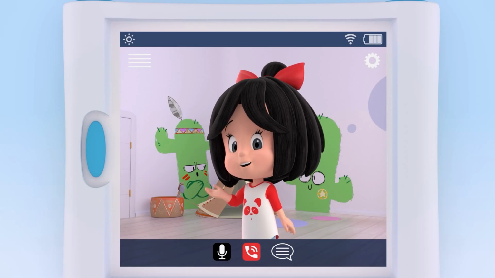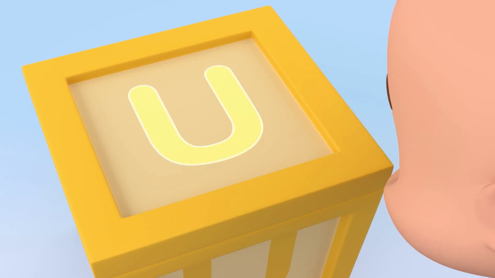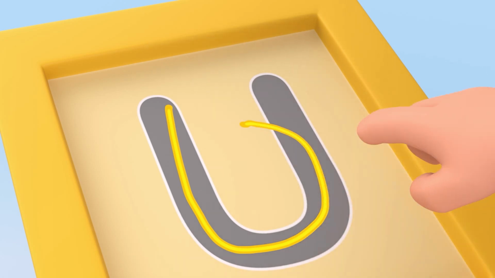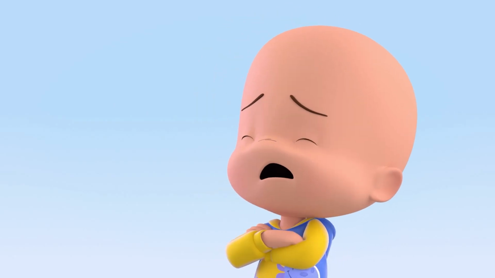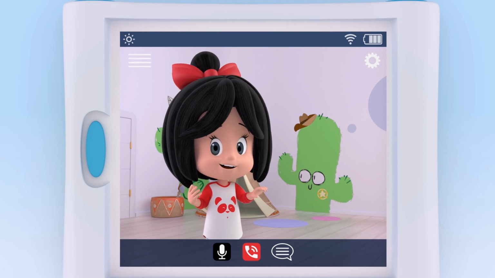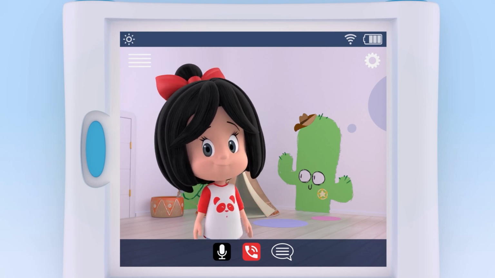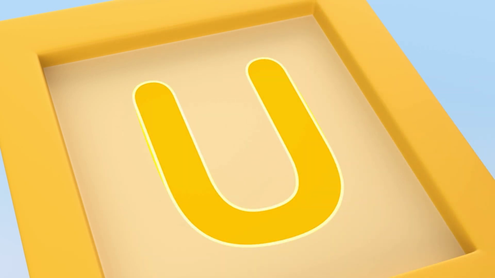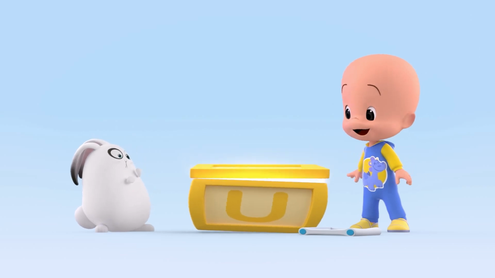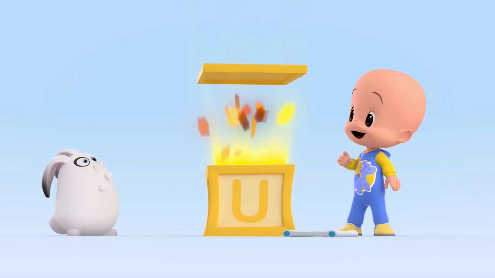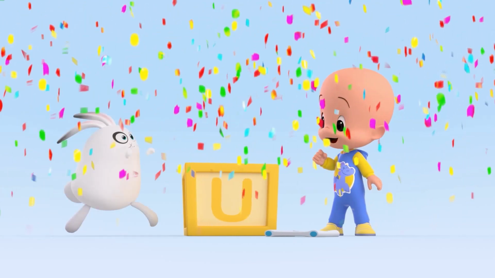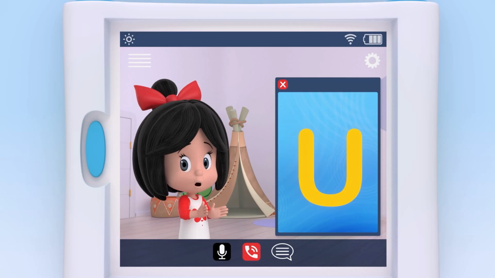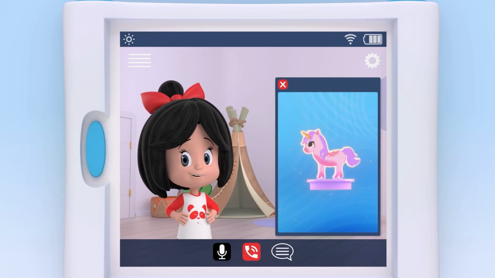Which animal starts with the vowel U? U. It just looked more like an O than a U. Why don't you try again? U. Wow. Unicorn. Of course. U is for unicorn.